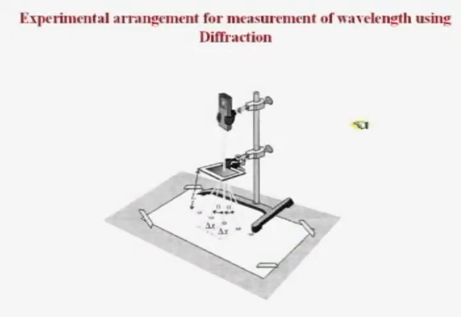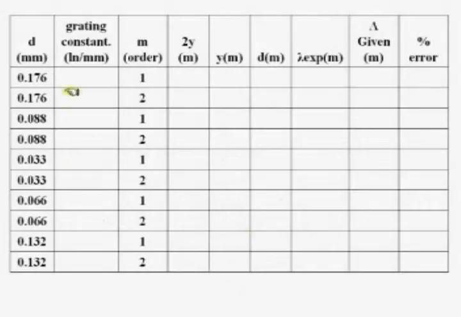This is the experimental setup. Here is the diode laser, here is the grating, and we can cast the orders on the screen and then make the measurement between the two orders. That will be 2y, and half of that will be y. We can have a nice table in which we write the grating constant and then the orders. This is 2y, the distance between the same orders on either side of 0, and then you get y, which is this divided by 2, and you can calculate the wavelength using this equation.